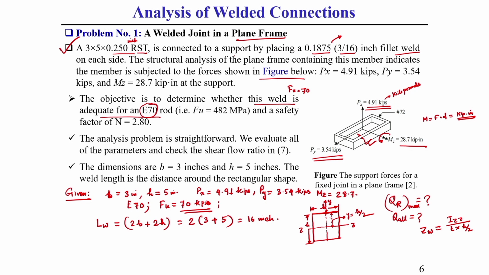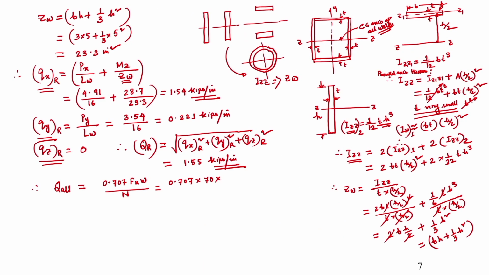Always keep in mind, for a fillet weld, this is the size of the weld, which is actually the leg length. This is W. W is given as 0.1875, divided by the factor of safety, which is given as 2.8. This gives Q allowable as 3.31 kips per inch. This you should keep in mind.